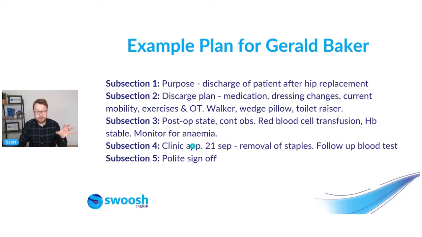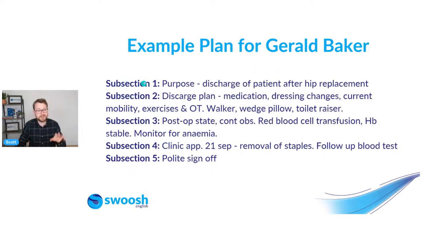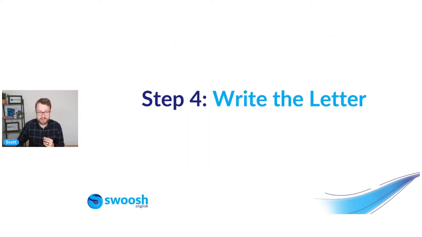So here's an example of the plan. This one is an example of thematic. AKA, we've taken the most important information first, the purpose, discharge plan, further observations, clinical appointment, and polite sign-off at the very end. So we can divide it into these five subsections with an appropriate word count. We're doing pretty well. So if anyone has done the Gerald Baker case notes so far, you may have taken an example like this, or you may have done something different. But here's something to look at when we're writing our letter.